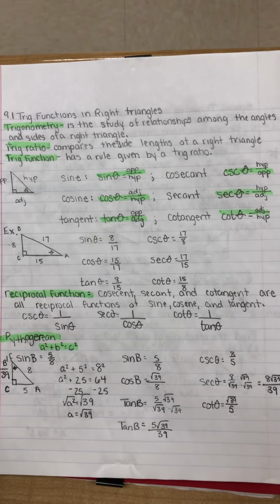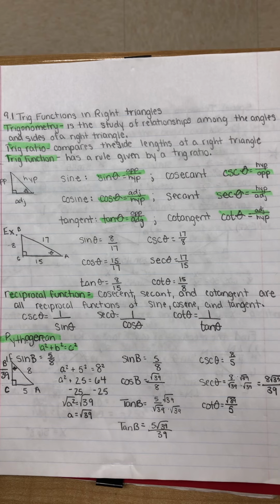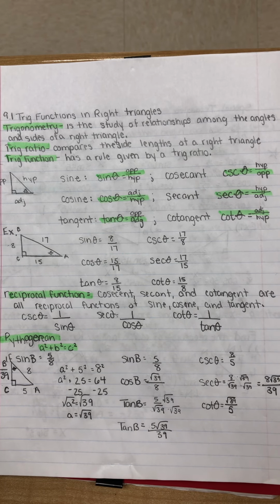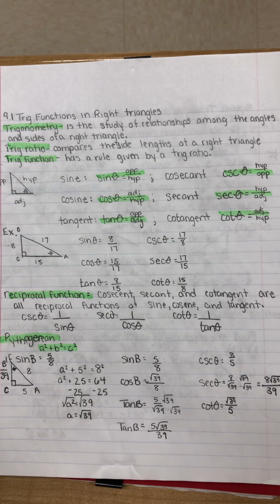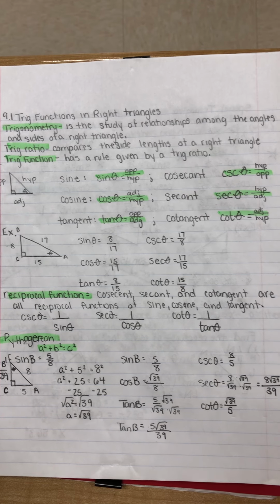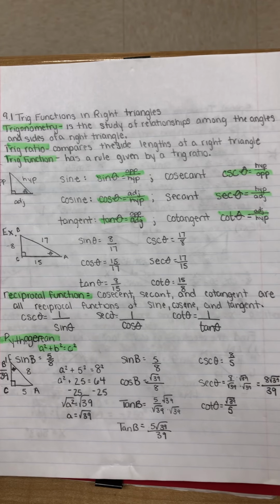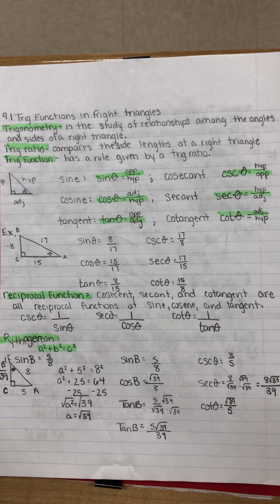Okay, so the first section is 9.1, trig functions in right triangles. You should be taking these notes along with me. This is my second recording because the first one was a little awful, and I'm sorry for that. I'm going to re-say this for you. I'll read the notes to you as if I were reading them in person, and then we will go through everything again, okay?